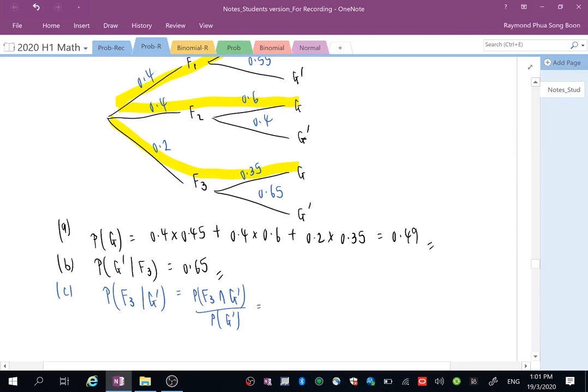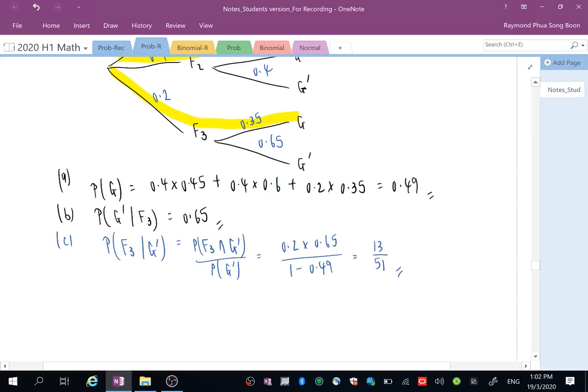We write it in conditional probability form. Using the conditional probability formula, the numerator is the probability of F3 intersect G prime. The probability of G prime is 1 minus the probability of G. Press your GC and you can get the answer.